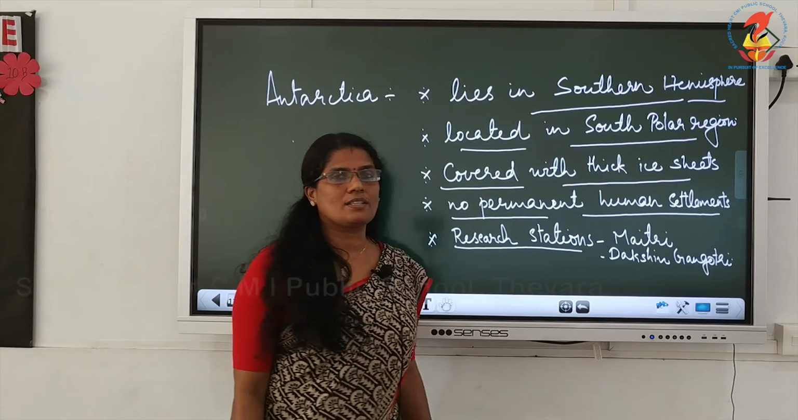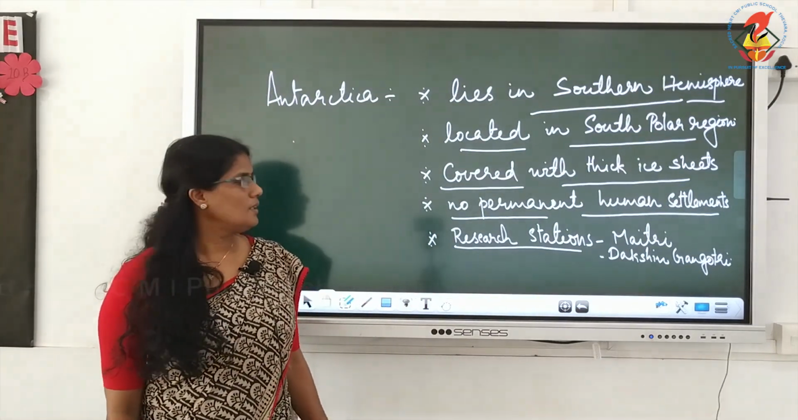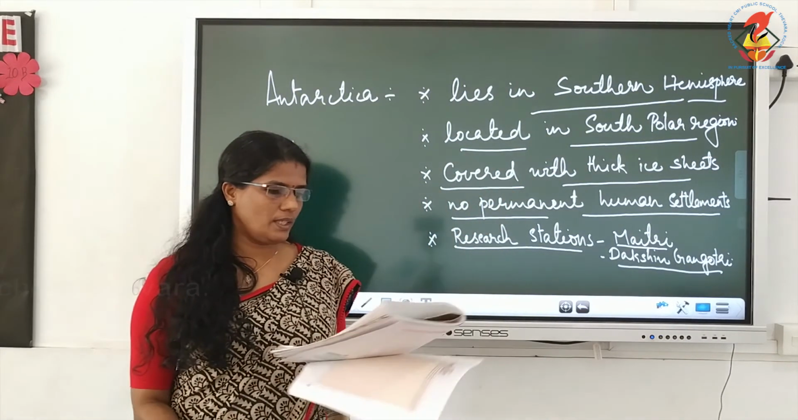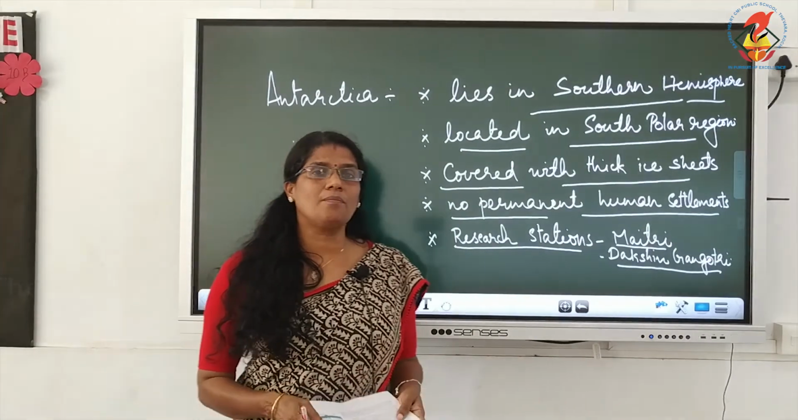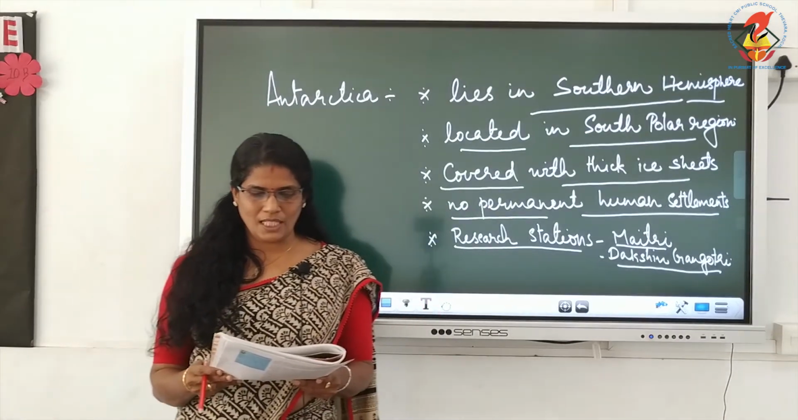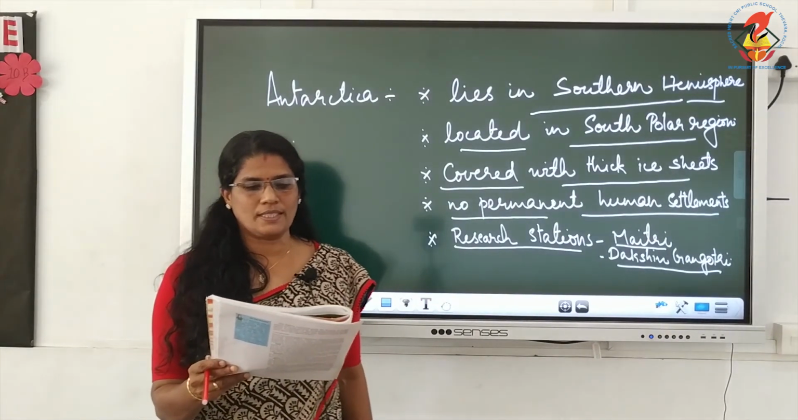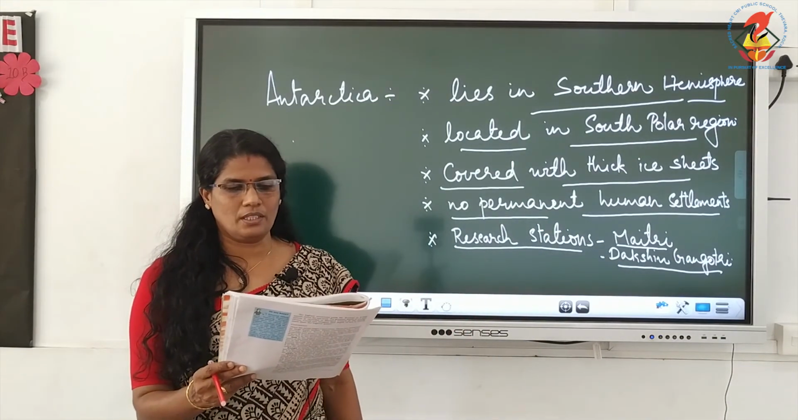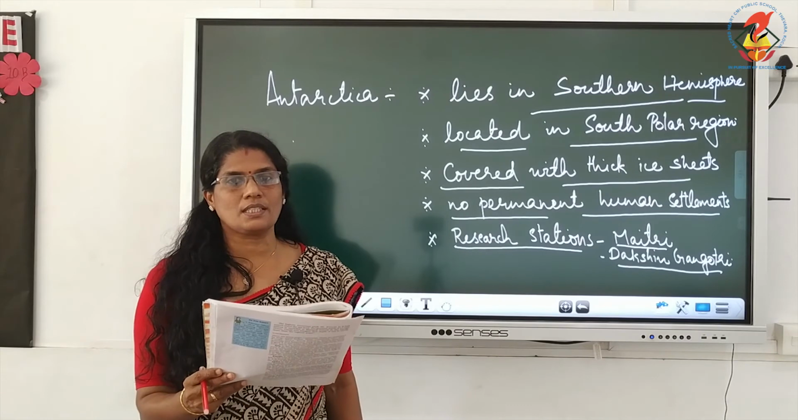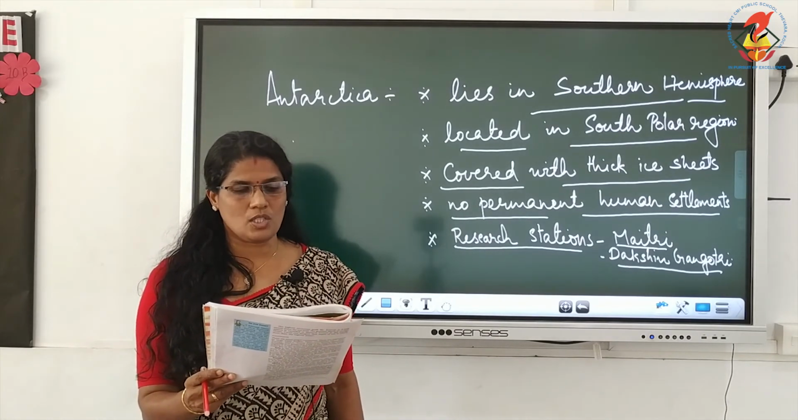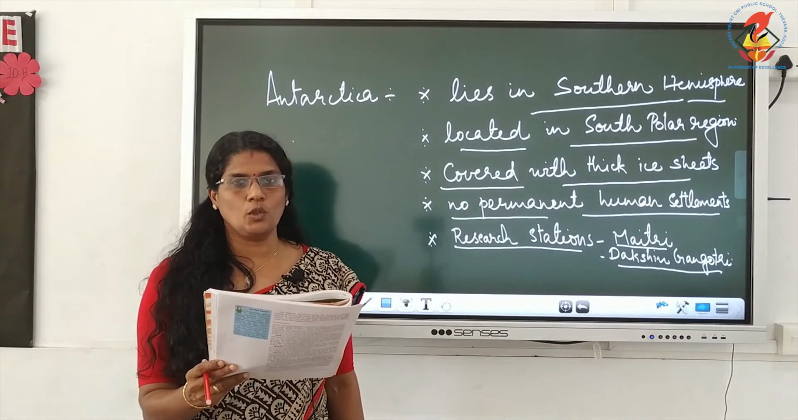Different countries have their research stations in Antarctica, and India's two research stations, Maitri and Dakshin Gangotri, are located in Antarctica. So, underline, Antarctica is completely in the southern hemisphere. It is a huge continent. The South Pole lies almost at the center of this continent. It is located in the South Polar region. It is permanently covered with thick ice sheets. There are no permanent human settlements.